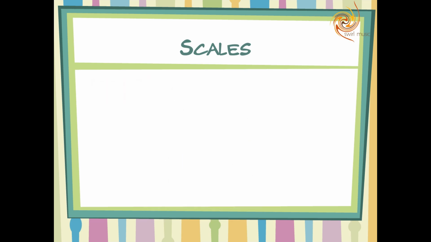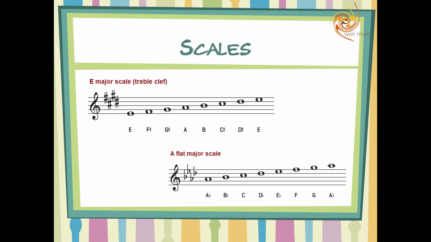To help us know which scale a piece is, when you look at sheet music, the sharps and flats are mentioned at the start of the piece like this. We call this the key signature. In this key signature, we know that 4 sharps is the E major scale, and in this one we know that 4 flats is the A flat major scale.